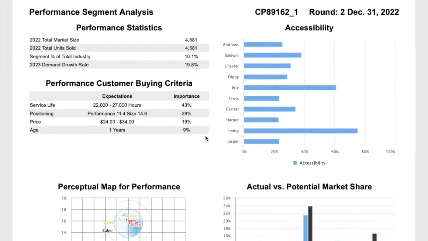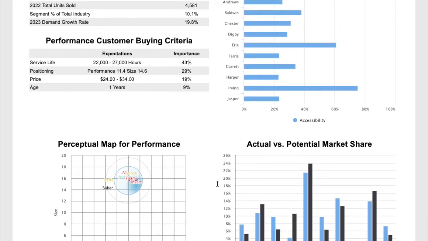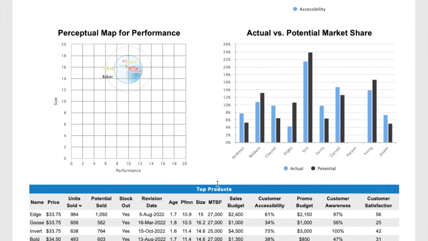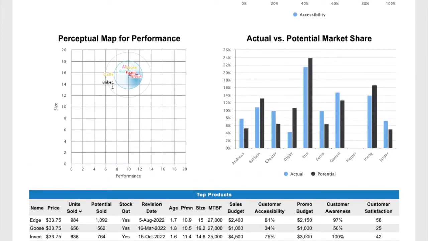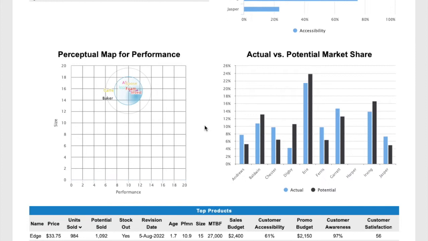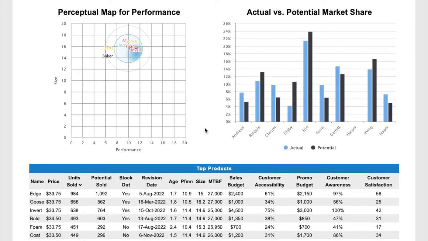Okay, so performance. Again, team product Edge have the best sell. So once again, if you want to sell more, you really need to focus on whether customers can access your product, promotion, customer awareness, and customer satisfaction. Those things are very important.